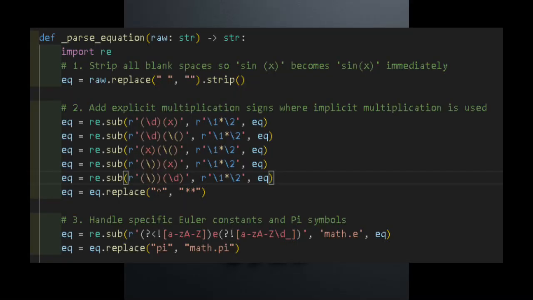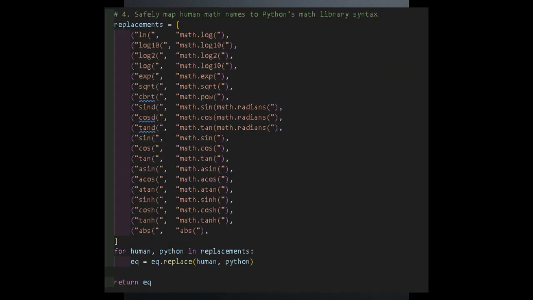Looking at the backend in Visual Studio Code, there's this technical feature that ensures the program's reliability, the equation parser. Using regular expressions, my parse equation function makes the tool user-proof. It automatically adds multiplication signs for terms like 2x, converts carets to Python's power operator, and maps constants like pi and Euler's number to their correct values. It also safely maps human math names like ln and so on to the Python math library.